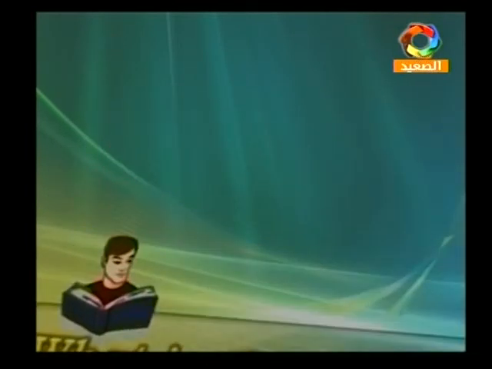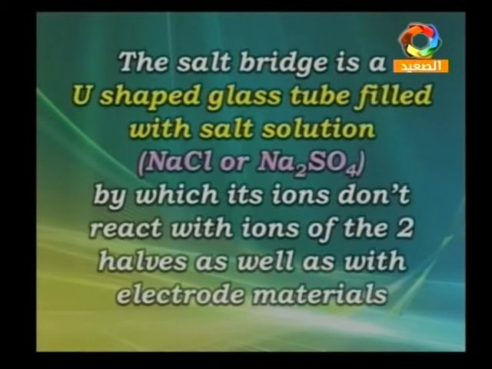Let's go and see. We have the salt bridge here. It's a U-shaped glass tube filled with salt solution. Any salt solution, NaCl, sodium chloride, or Na2SO4, or sodium nitrate, or any type of salt, by which its ions don't react with the ions of the two halves of the cell, as well as with electrode materials.